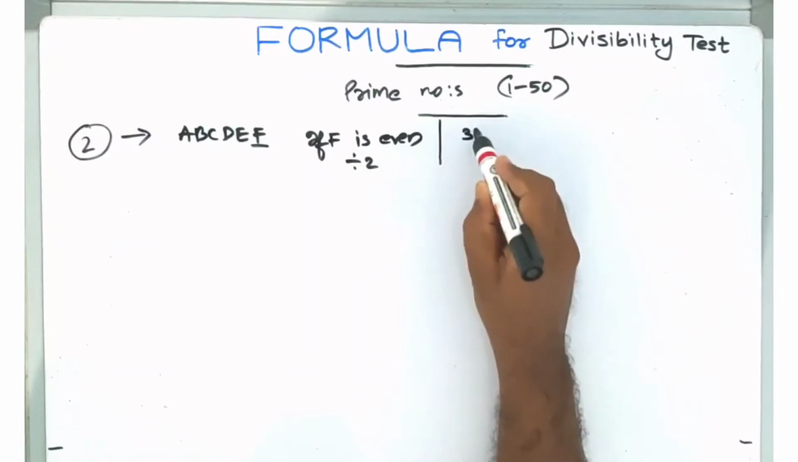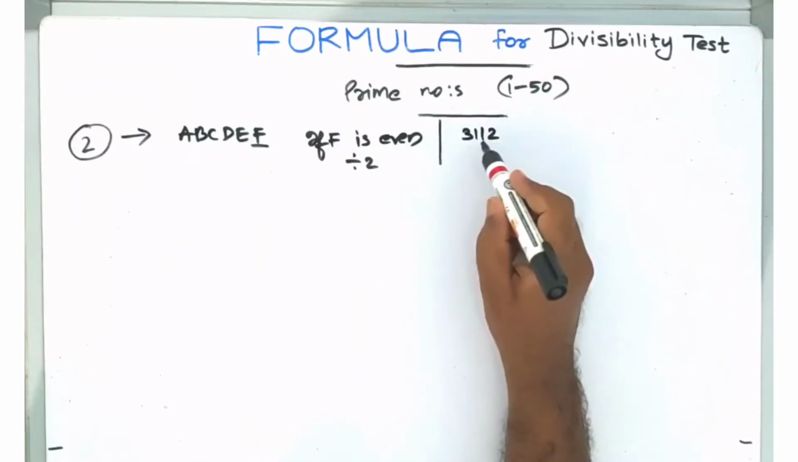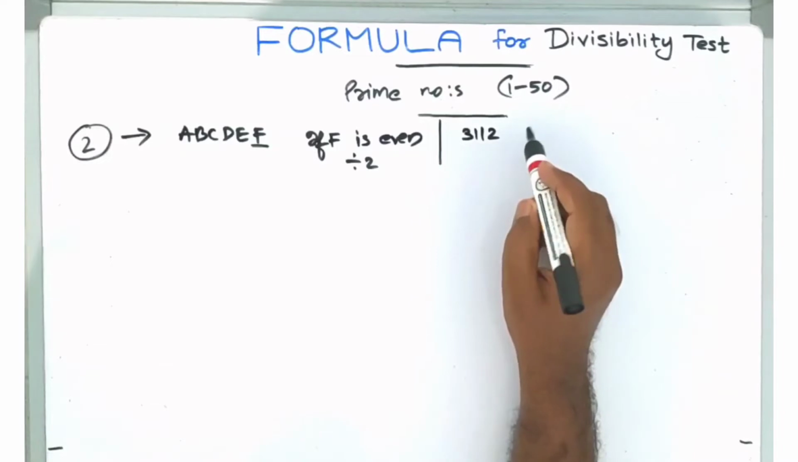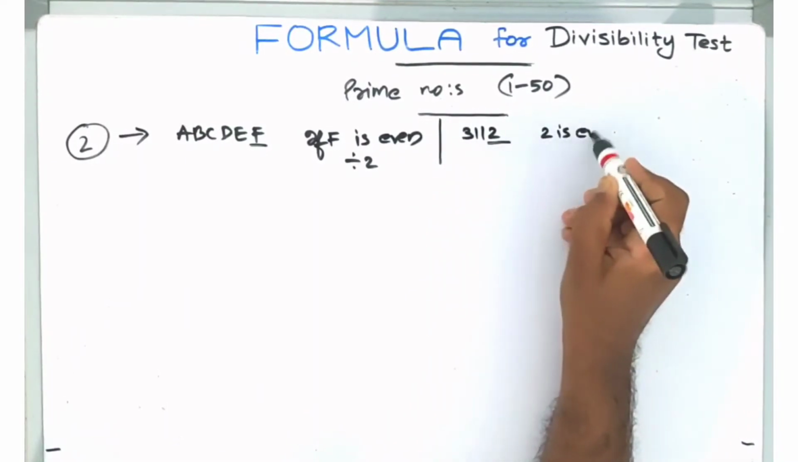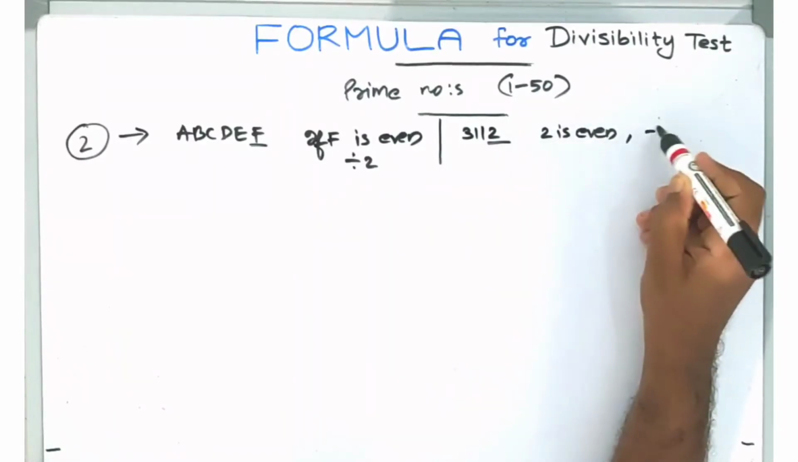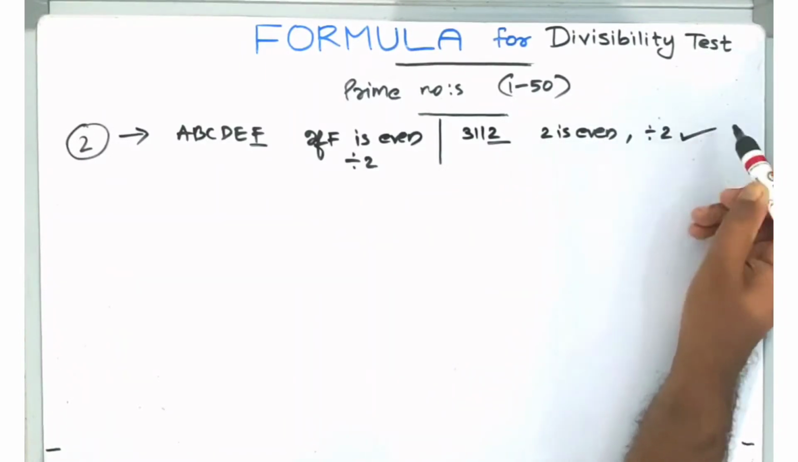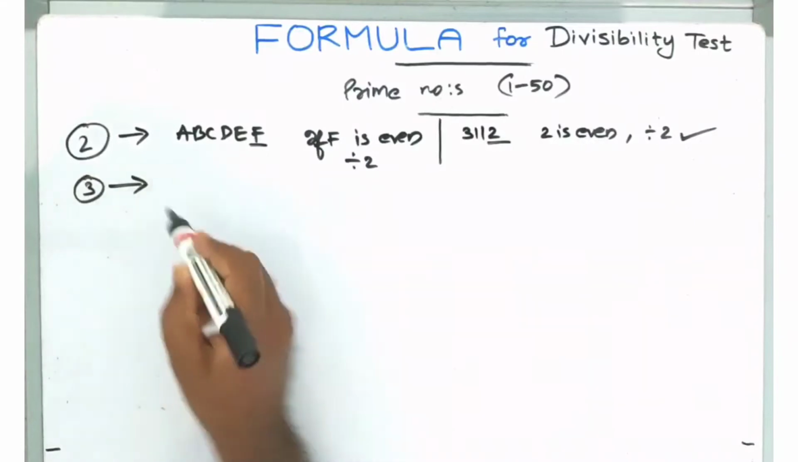For example, we have to check whether 3112 is divisible by 2 or not. The last digit is 2. 2 is even. So 3112 is divisible by 2. Next prime number, 3.